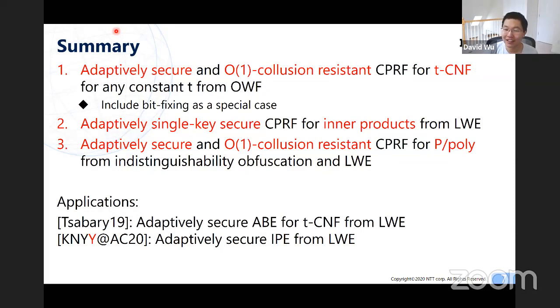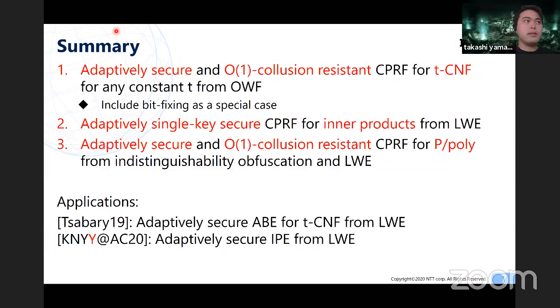So I guess I can start with one. Any thoughts on extending or generalizing your techniques to get super constant collusion resistance? So trying to get, say, even a logarithmic number of keys. Do you think there's any hope of getting such constructions from standard assumptions?